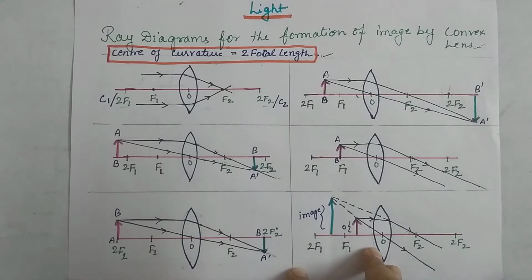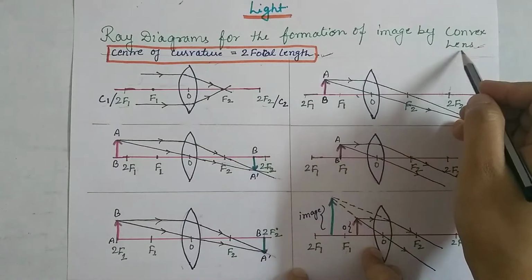Hello students, today in this video we are going to see the ray diagrams for the convex and concave lens, and we will also see what type of images they form, as well as study the sign convention used for the lenses. So let's see the ray diagram for the convex lens first.